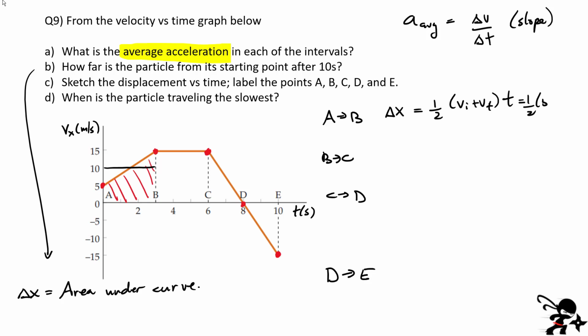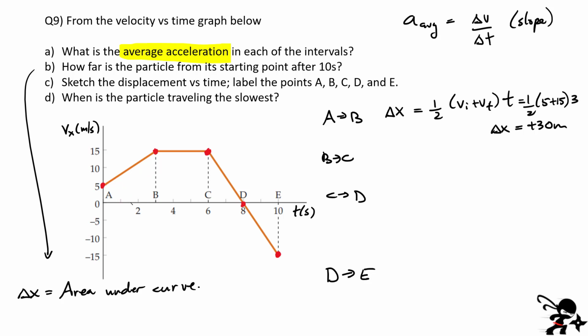V initial was 5 plus 15 is for V final, and then multiplied by 3. Plug everything in, I think you get plus 30. Plus 30 meters is the displacement for this first time interval. Okay, let's look at the second one now.